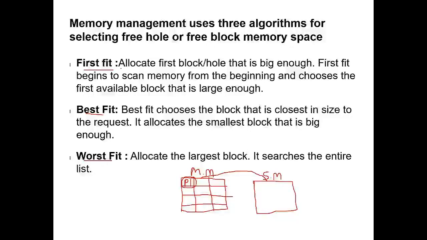So the first fit algorithm allocates the first block or hole that is big enough. First fit begins to scan memory from the beginning and chooses the first available block that is large enough. So in this algorithm, whichever the first free block is, the process will be allocated there if that first free block partition is able to hold that process.